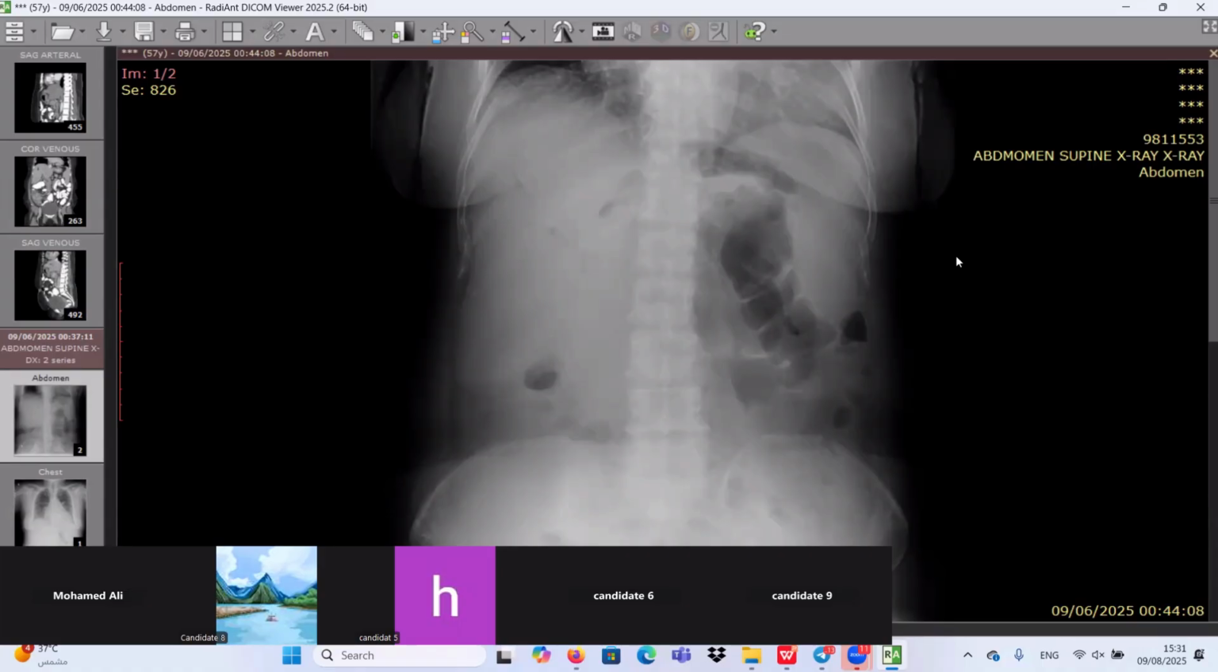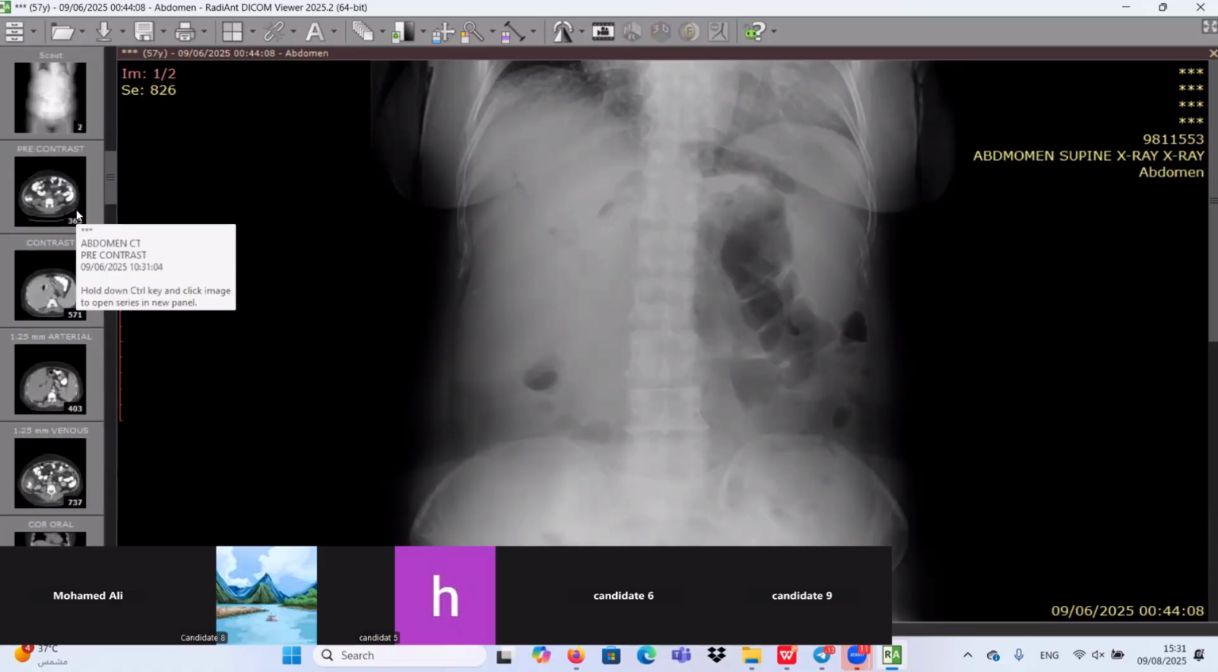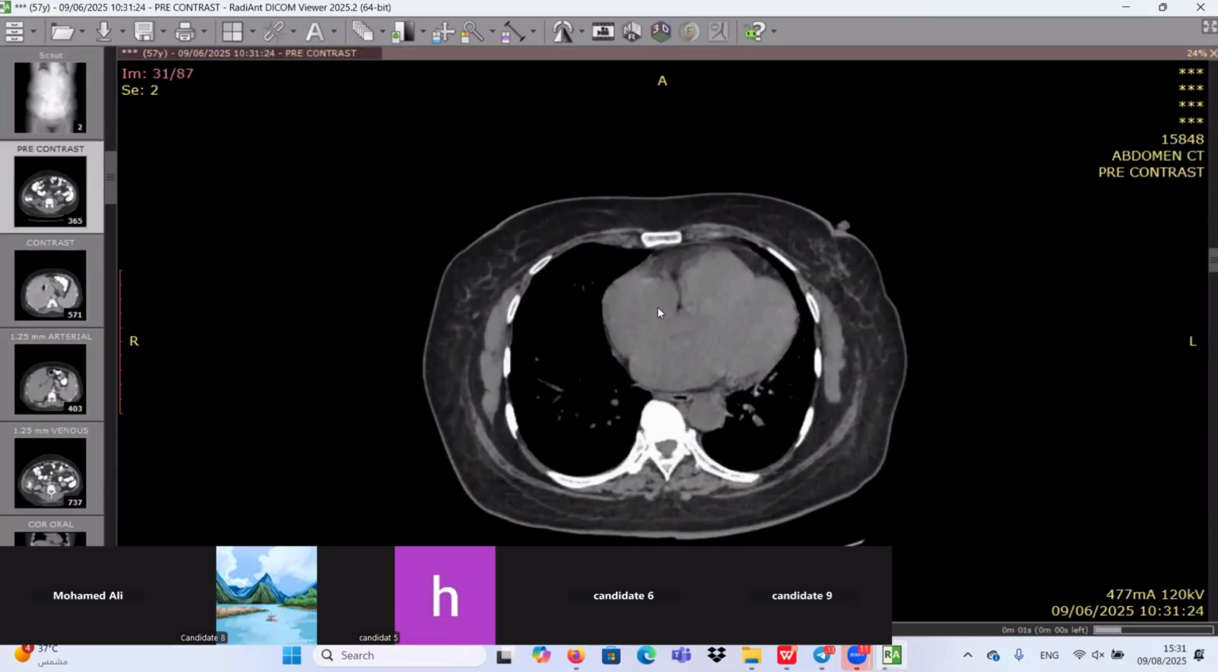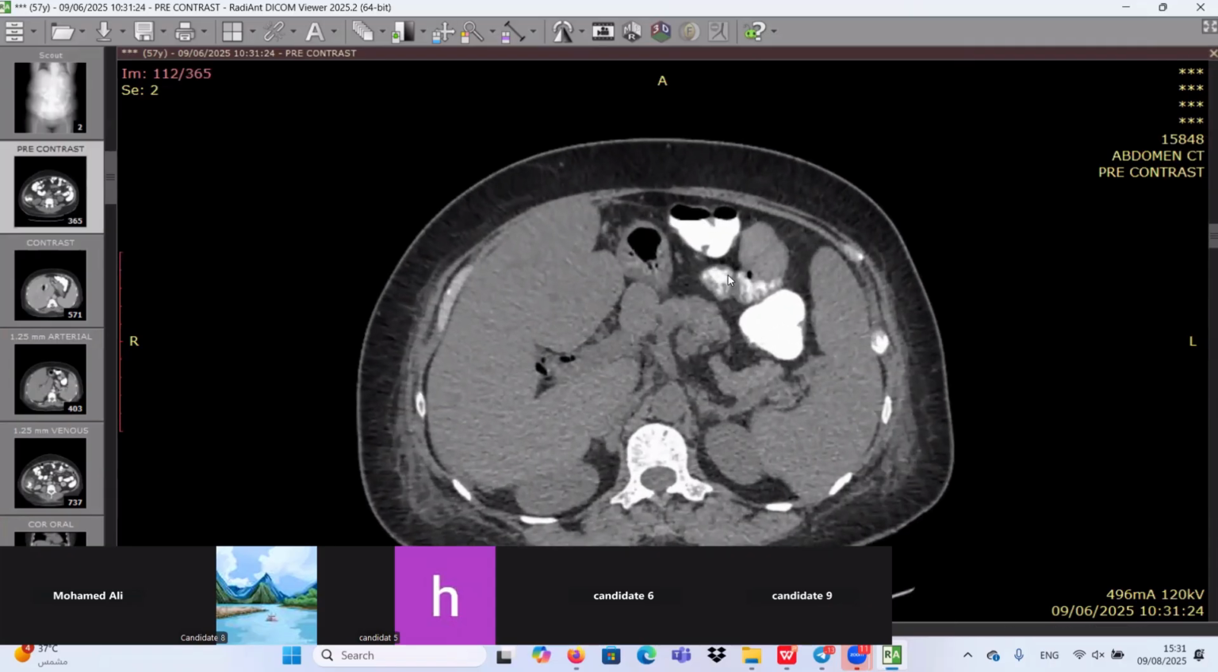So what's your next step? I cannot appreciate the right source. I would like to call the referring physician and suggest an urgent CT. This is exactly what we did in this case. We requested a CT scan, and this is the pre-contrast study for the case.